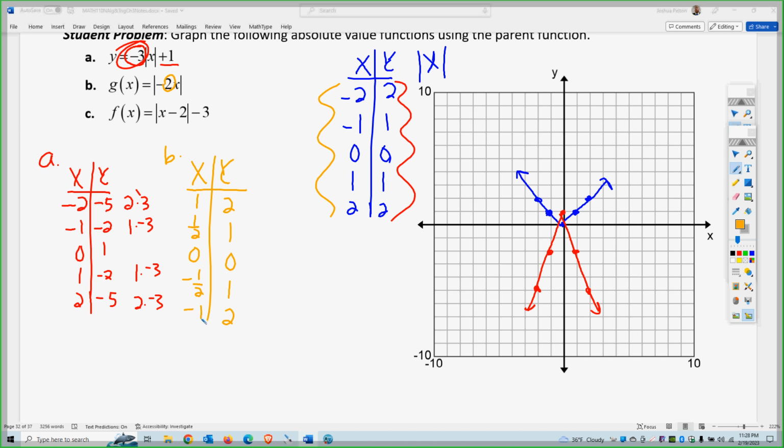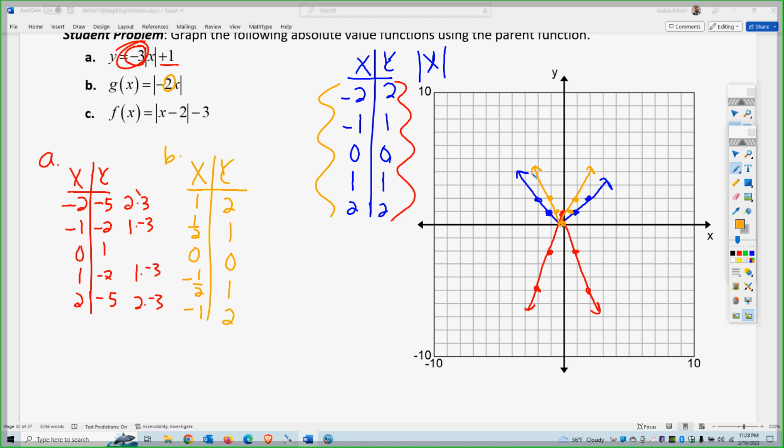So at 1 we're at 2. At 1/2 we're at 1. At 0 we're at 0. At -1/2 we're at 1. And at -1 we're at 2. Okay, so the only thing that this one did was horizontally shrink, which makes sense. It's horizontally narrower than the blue one. And it flipped over the y-axis, which basically did nothing, because you can flip these over the y-axis all day long. It'll look the same as far as the V goes.